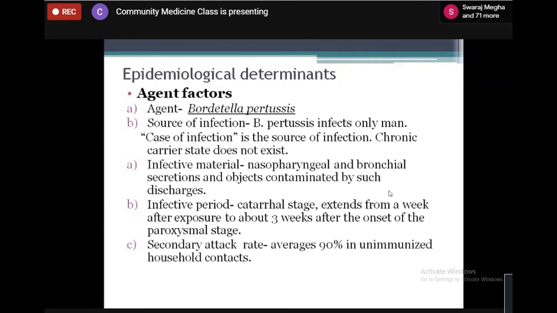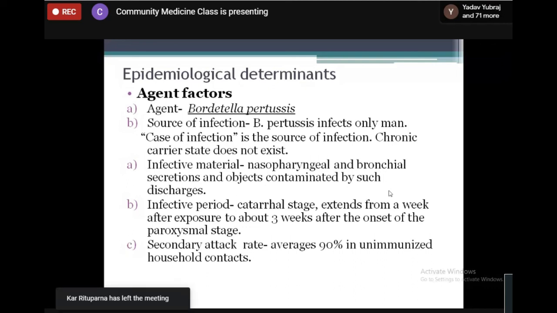So, epidemiological determinants, as in factors: the coccobacilli are responsible for pertussis, Bordetella pertussis. Source of infection is man. The case of infection is the source of infection. The person who is actively infected is a source of infection. And in case of pertussis, there is no carrier state. Those who develop signs and symptoms are capable of transmitting the infection. There is no chronic carrier state in this.